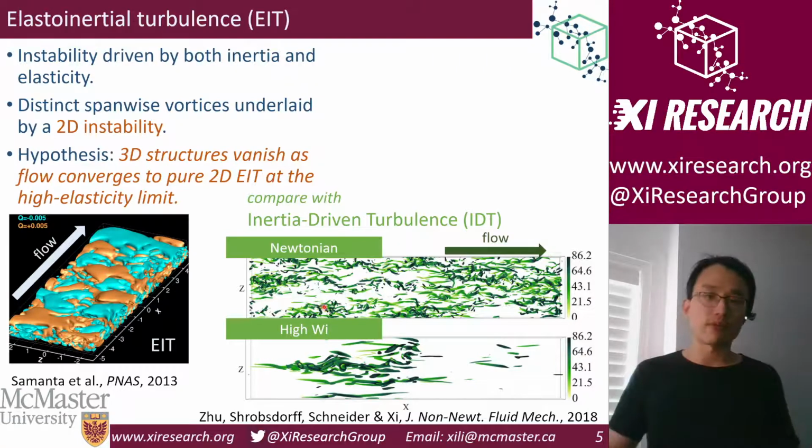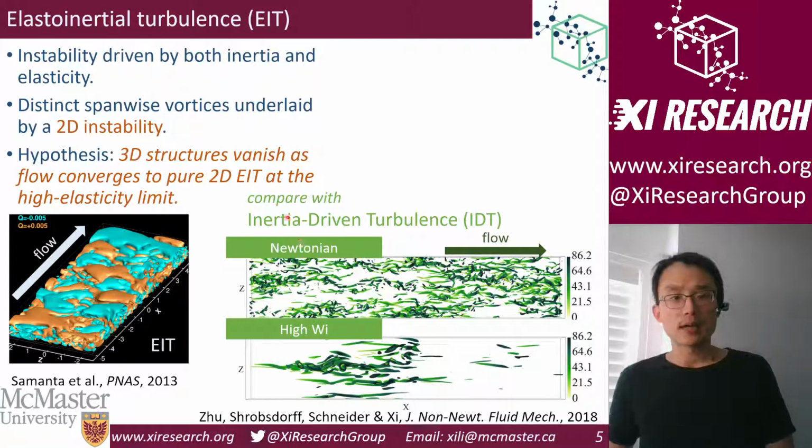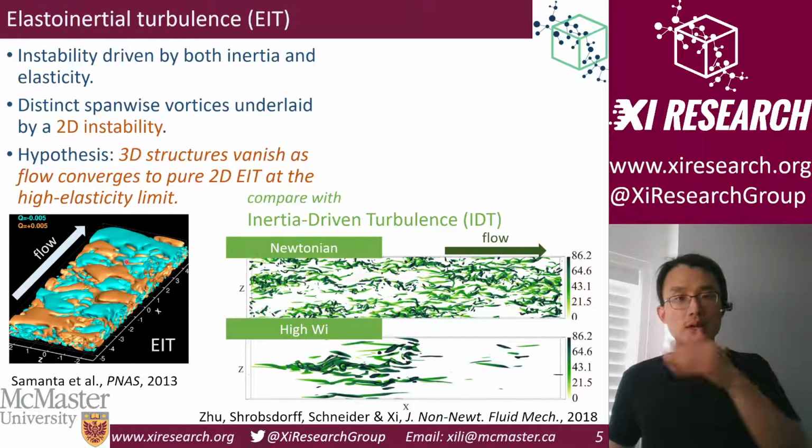These are two different kinds of turbulence. They are entirely different in their flow structures. So in inertia-driven turbulence, we know that the vortices always tend to align with the flow, whereas in EIT, we know that the vortices align in the span-wise direction. So they are very easy to tell apart.